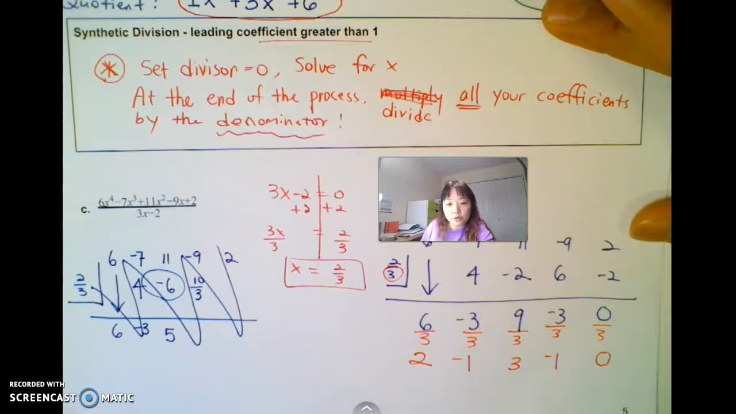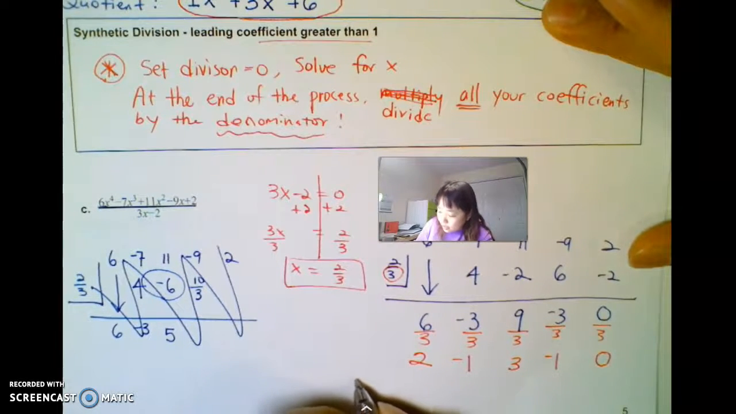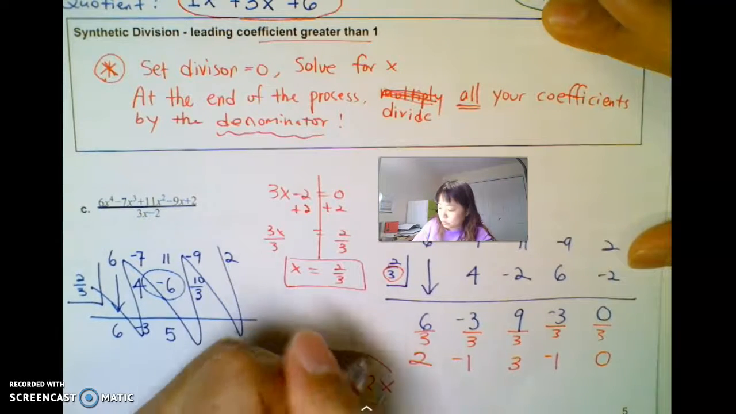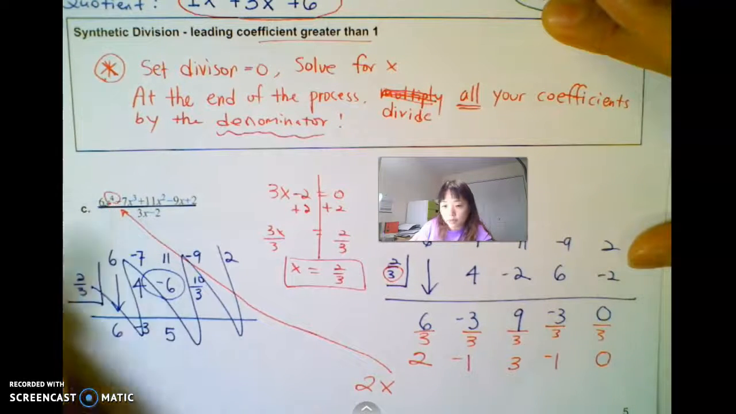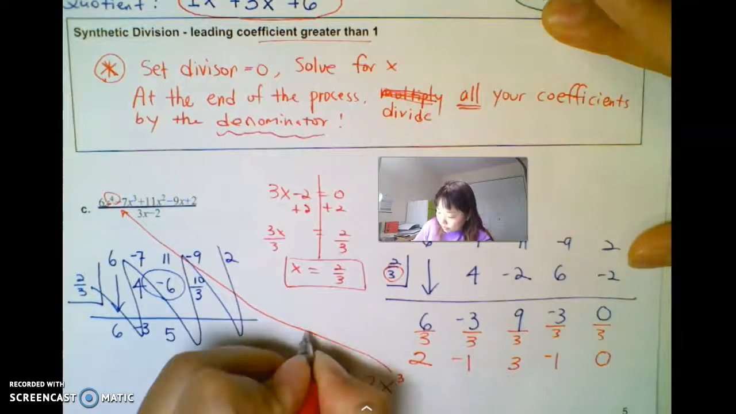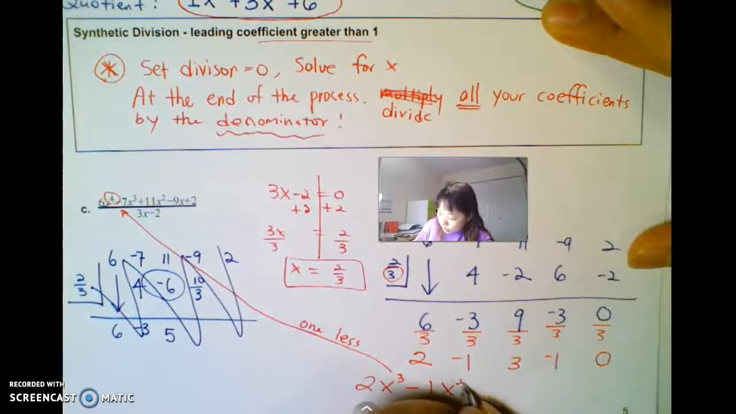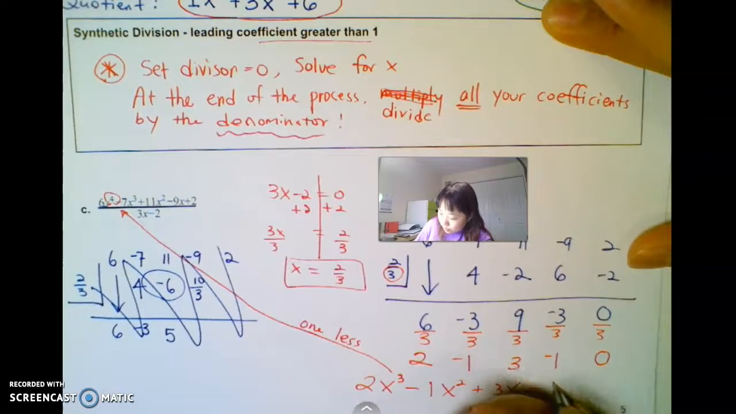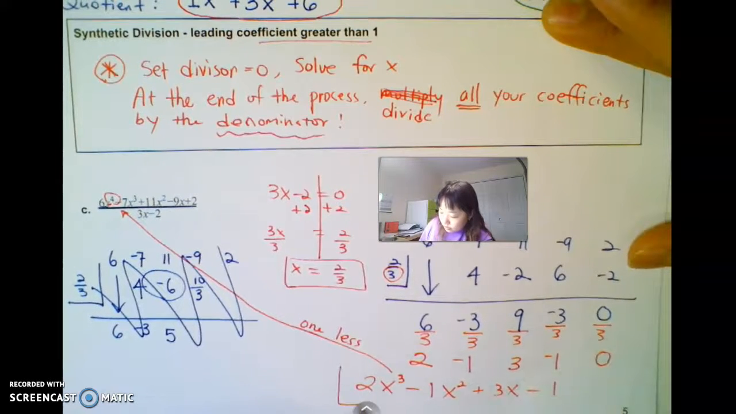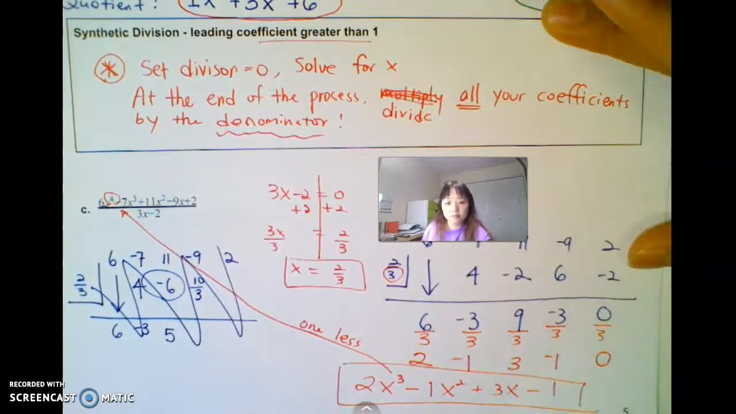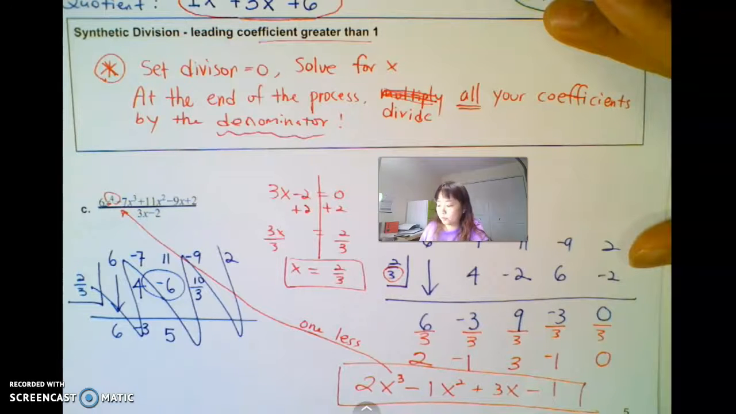So now your quotient is 2x to the, look at this. Ooh, what do we have? We started with x to the 4th power, so this is going to be x to the 3. It's just always going to be 1 less. -1 x squared plus 3x minus 1, and then remainder 0. So there, that would be the quotient. I understand this is super complicated. Let's try one more example.